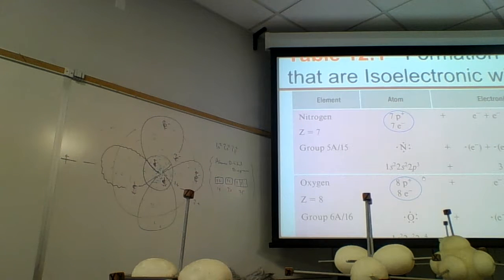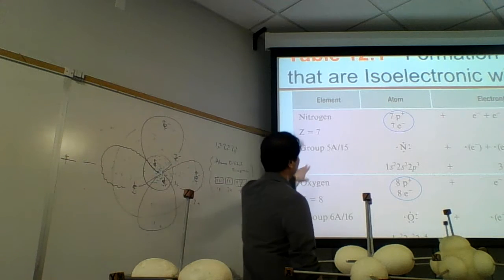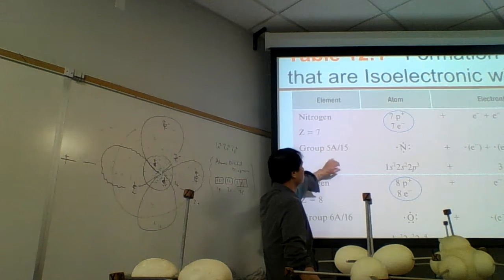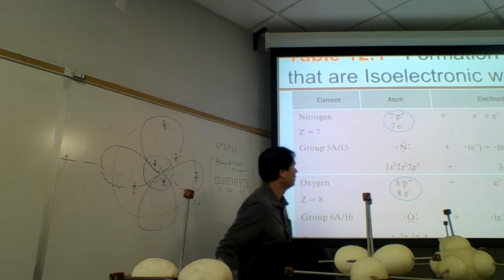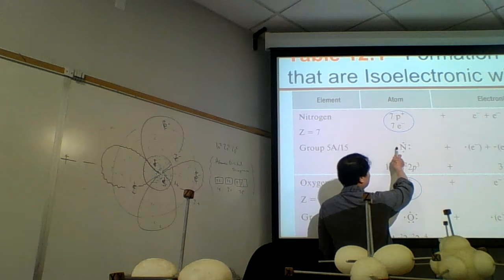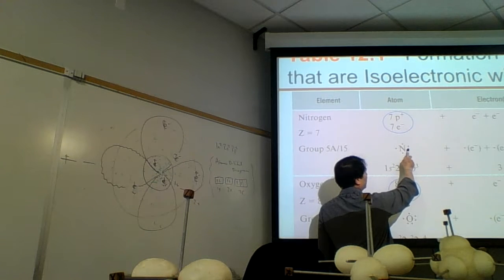If we look at nitrogen, nitrogen is in group 5. Group 5 has how many valence electrons? Well, group 5 has 5 valence electrons. Group 5A, or 15, is what we are looking at. Those 5 valence electrons can be represented by 5 dots. Two of the electrons are paired, 3 of them are single.